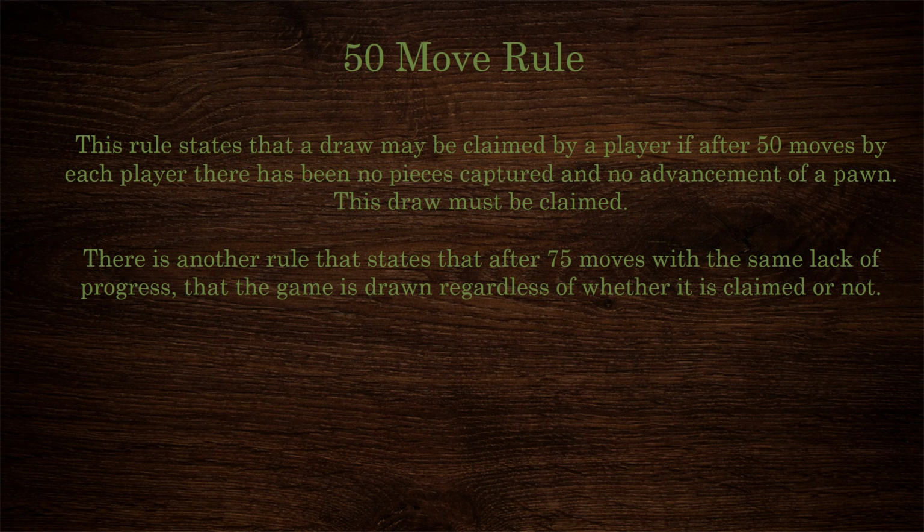Another example of a draw is what's referred to as the 50 move rule. This rule states that a draw may be claimed by a player if after 50 moves by each player, there's been no pieces captured and no advancement of a pawn. So this means really that the game is not really going anywhere. This draw is one that has to be claimed. It's not automatic. However, there's another rule that states that after 75 moves with the same lack of progress, no pieces captured, no pawn advancement, the game is drawn regardless of whether it is claimed or not.